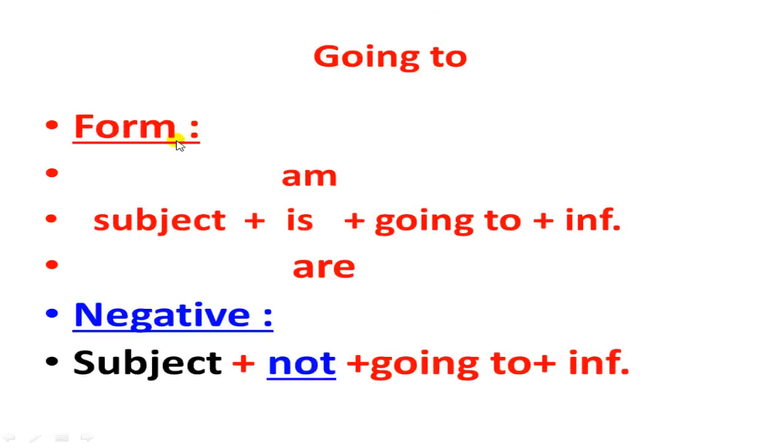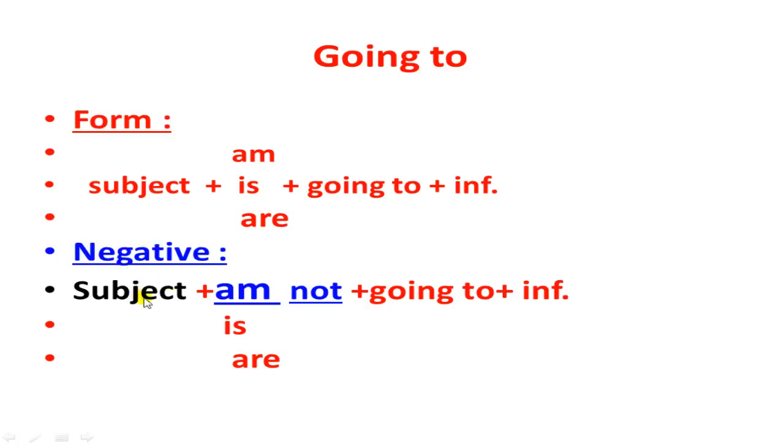Going to or gonna: subject, am, is, are, going to plus infinitive. Negative: subject, am, is, are, not, going to plus infinitive. In the negative, we put not, like I am not, he's not, we are not, going to plus infinitive, the main verb.